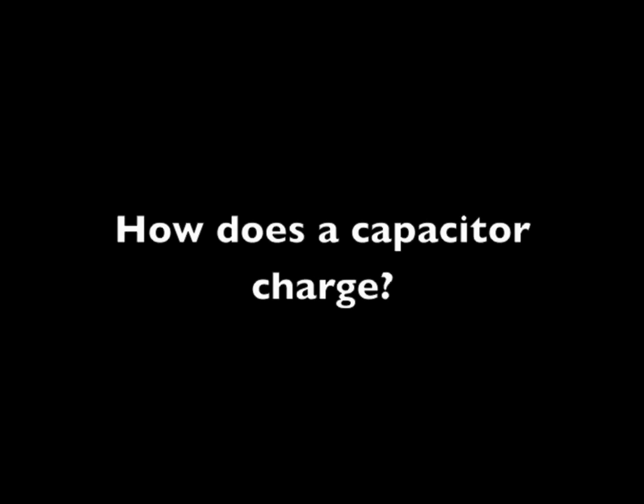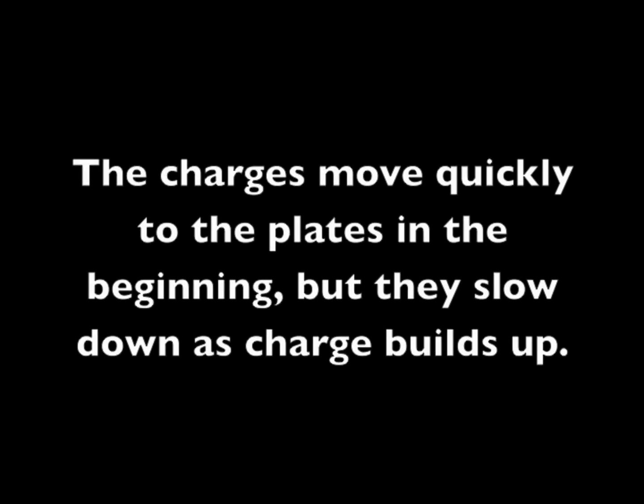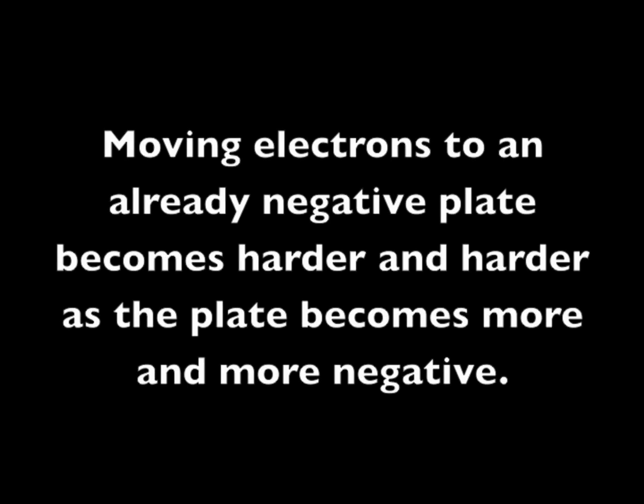All right, we're going to watch a quick animation of a capacitor charging. The main thing to notice is that the charges move quickly to the plates in the beginning, because at that time it's easy to charge the plates. But towards the end of the charging process, the charges move more slowly because it requires more work to move them. That's because each plate already has a certain amount of charge built up, and moving electrons to an already negatively charged plate becomes harder and harder as time goes on.